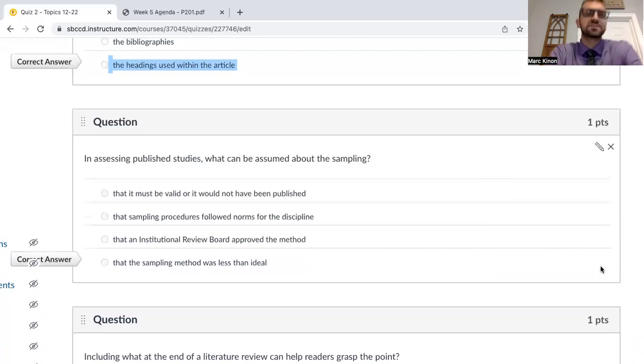In assessing published studies, what can be assumed about the sampling? That the sampling method was less than ideal. Right, and we've discussed this before. It's very unlikely that you'll have a random sample from the population. It's more likely that you're going to have a convenience sample.